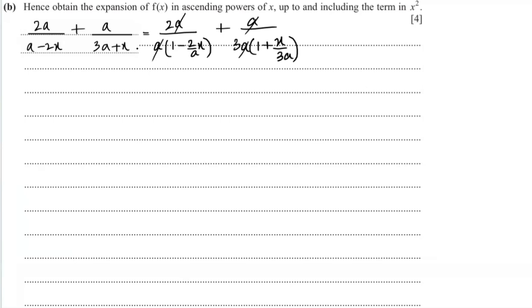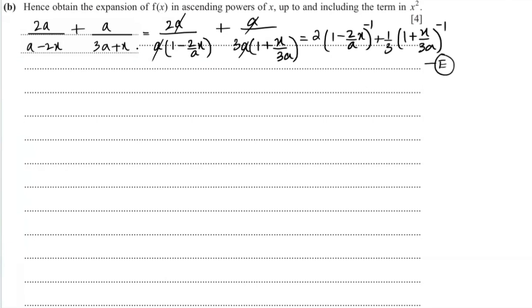Remember, a is just a constant. So my form will look like 2 times (1 minus 2 over a times x) to the power of negative 1, plus 1 over 3 times (1 plus x over 3a) to the power of negative 1. You should not be going out from these lines when you're solving the actual exam, but I'm sorry about that because I was just solving for a video. Okay, so let's call this E.